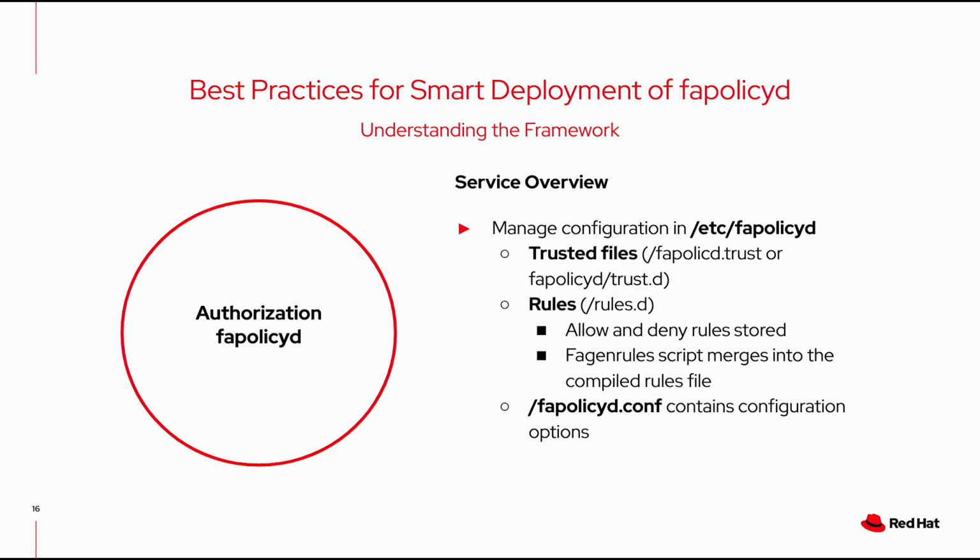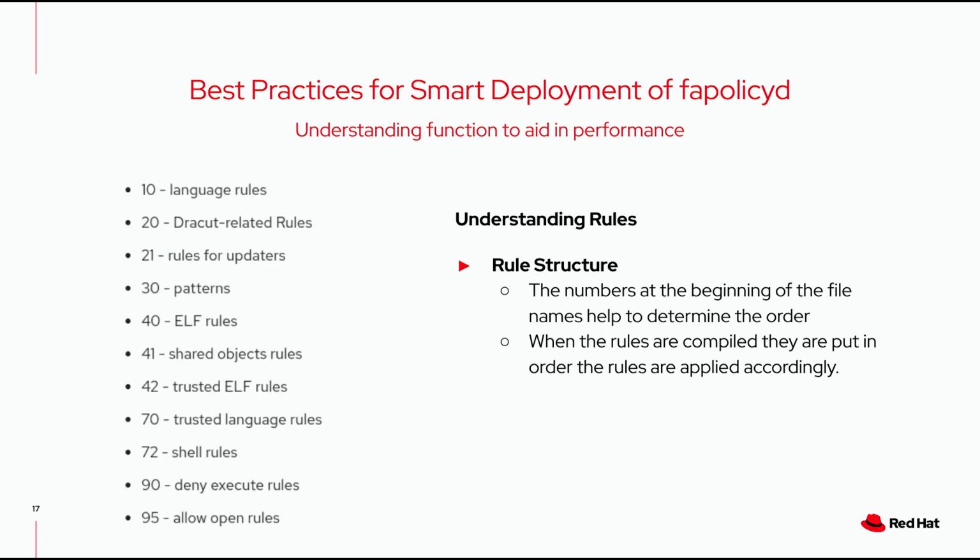And then you have your rule set. That's where you have your allow and deny rules stored, and the configuration. The fapolicyd.conf contains the configuration options. When you look at what's here, you've got your language rules, rules for updaters, patterns, ELF, all the way down. It reads it from top to bottom, so 10, it'll go through that first, and it ends down at the bottom. You'll see the deny execute rules and allow open rules. It will go from these are the things I need to open, these are the things I specifically need to close, and then I can limit and open up from here.